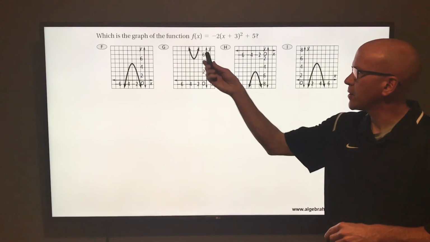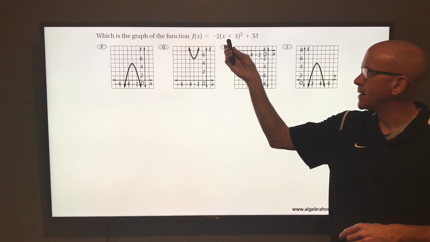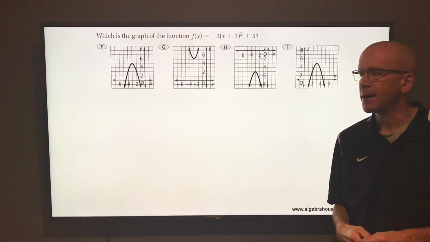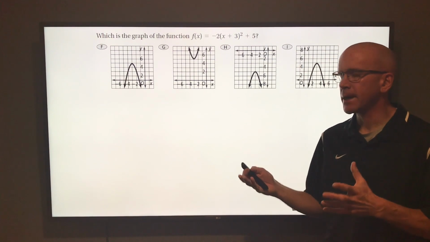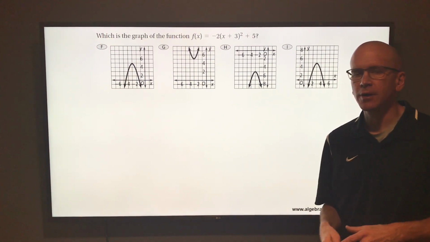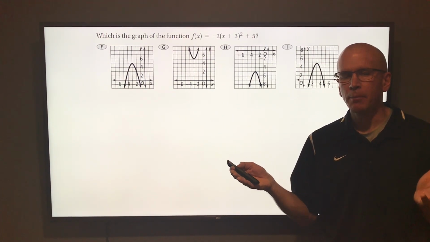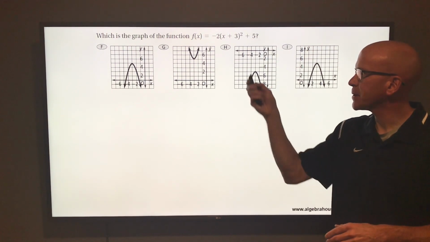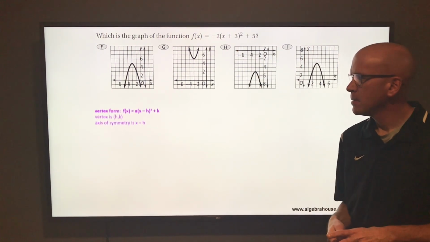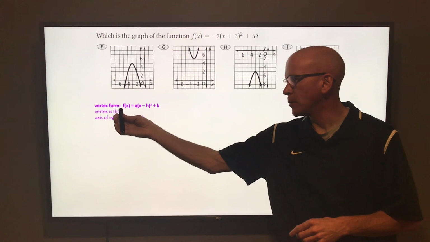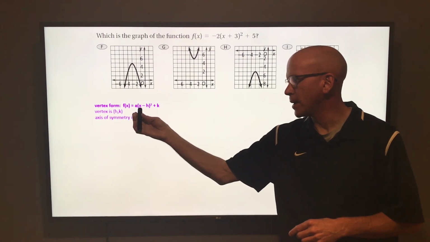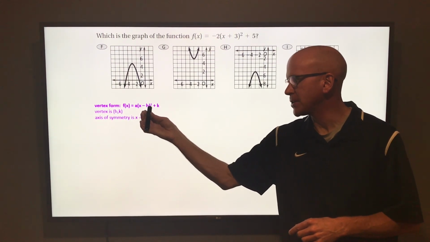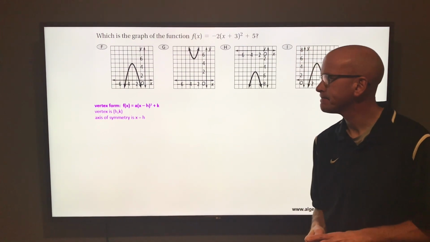Which is the graph of the function f of x equals negative 2 times the quantity (x plus 3) squared plus 5? Well, there are things you can pick out just by looking at the equation. You can tell which way the parabola opens, up or down. And you can also pick out the vertex. Remember, vertex form for a quadratic equation is f of x equals a times the quantity (x minus h) squared plus k. h and k would be the coordinates of the vertex.